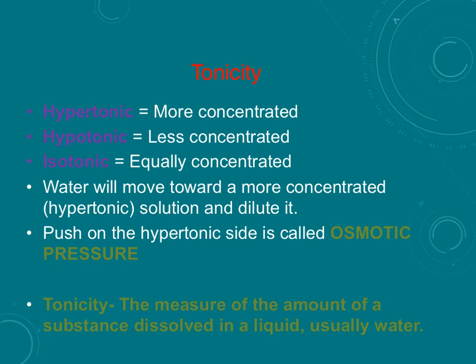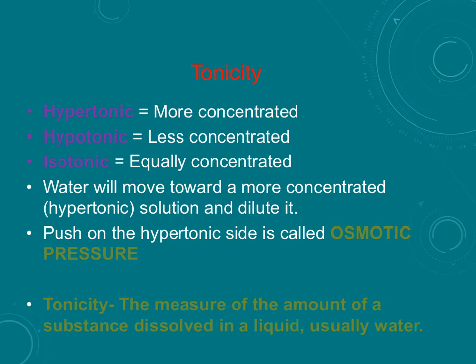There are three different forms of tonicity that can occur on a membrane. And these are really relationships, one side versus the other side. You have hypertonic solutions, in which there are more solutes on one side of the membrane than the other.